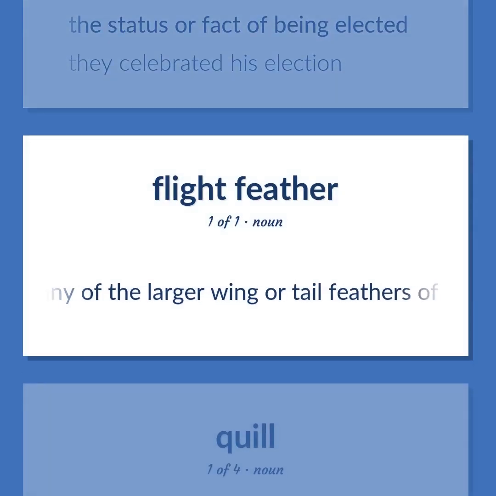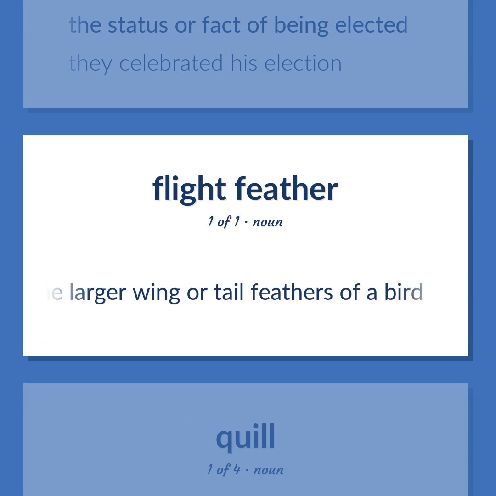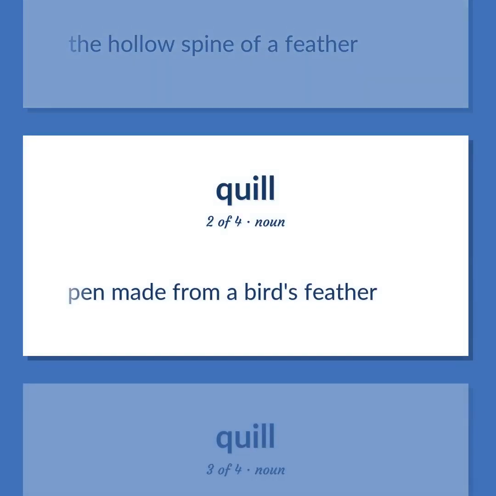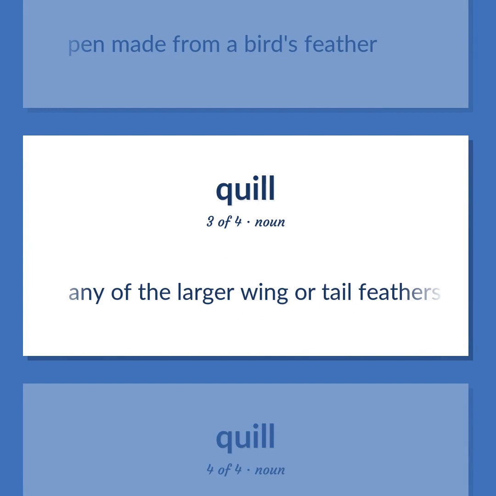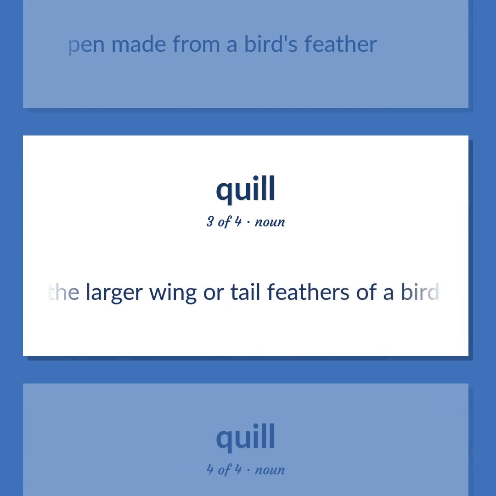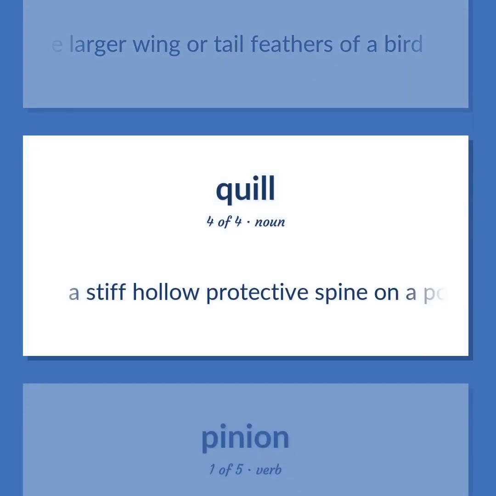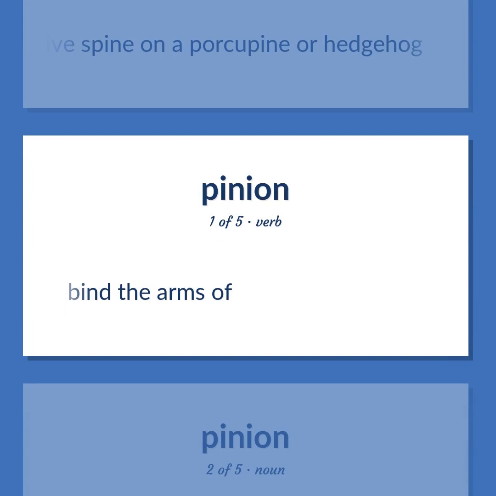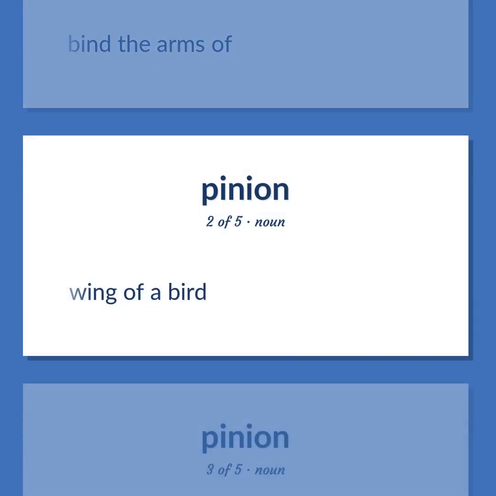Any of the larger wing or tail feathers of a bird. The hollow spine of a feather. Pen made from a bird's feather. Any of the larger wing or tail feathers of a bird. A stiff hollow protective spine on a porcupine or hedgehog. Bind the arms of. Wing of a bird.